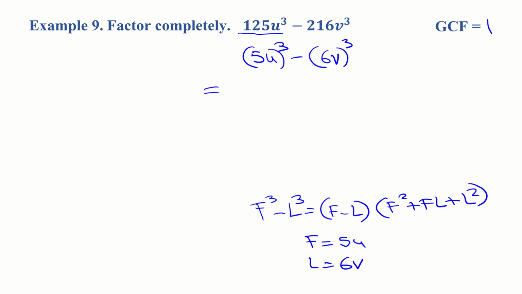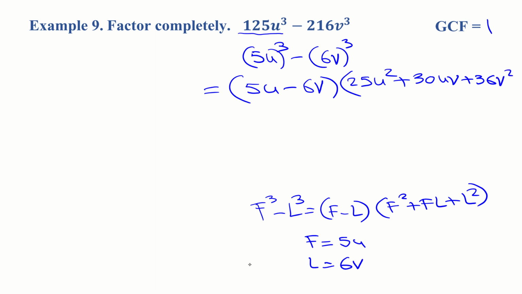So the factorization is going to be basically 5u minus 6v, that's f minus L, times f squared, so the square of 5u, which is going to be 25u squared, plus the product of f and L, so just multiply these two, so we get 30uv, and then plus L squared, so we're going to square 6v, so we get 6 squared v squared, so that's 36v squared. And that should do it for that. There it is.